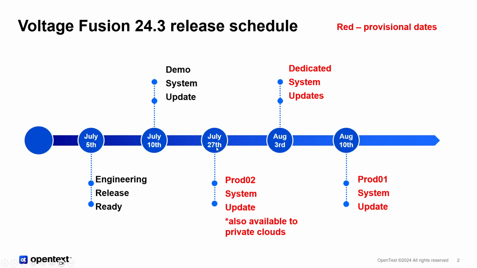These are the provisional dates, so these may change. So watch out for those official notifications on those. Usually once we do the first production system, we make this available to any of the private cloud deployments. Okay, so let's get into the details of the release.